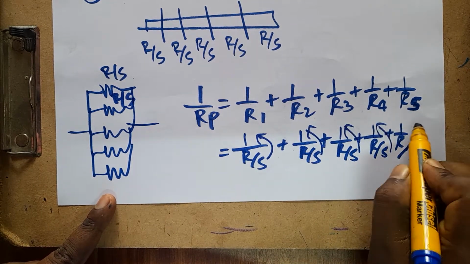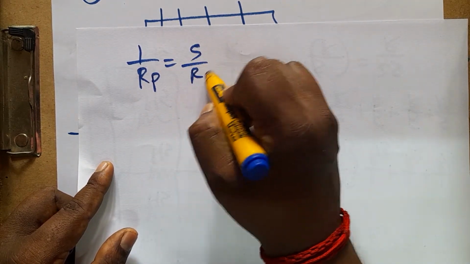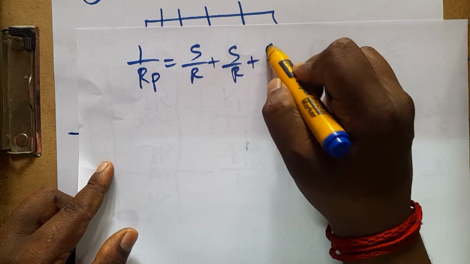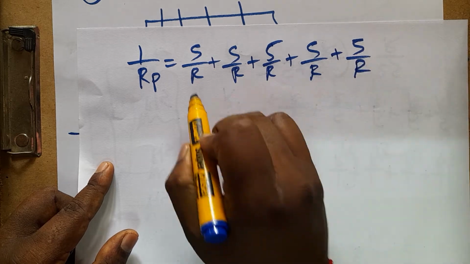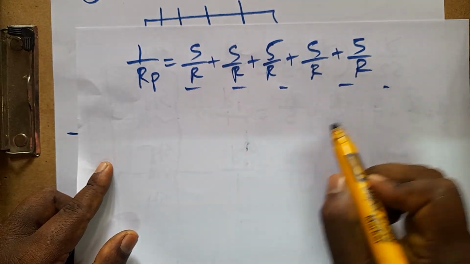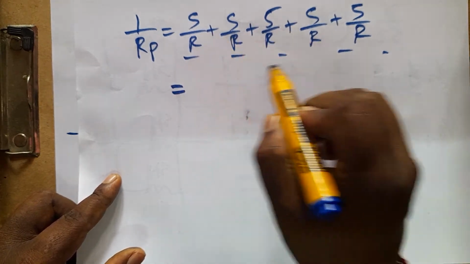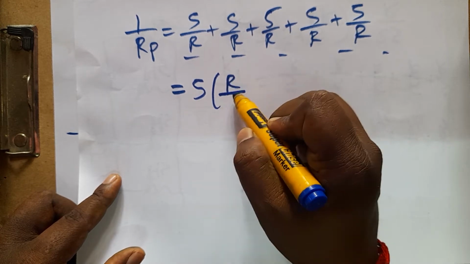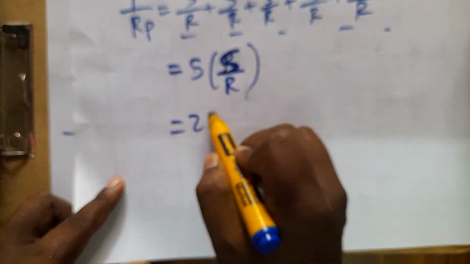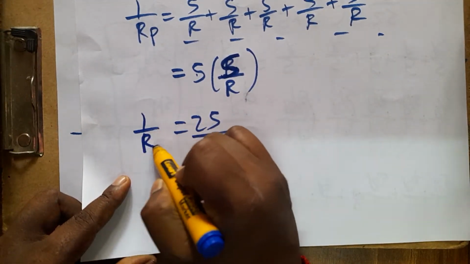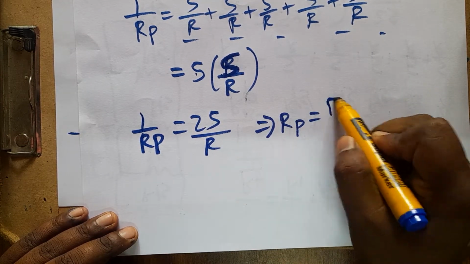Now in the second condition, 1 by Rp is equal to 5 by R plus 5 by R plus 5 by R plus 5 by R plus 5 by R. How many times? 5 times we have 5 by R, so 5 times 5 by R. 5 into 5, 25 by R is equal to 1 by Rp. So what is Rp? Flip the equation. Rp is equal to R by 25.